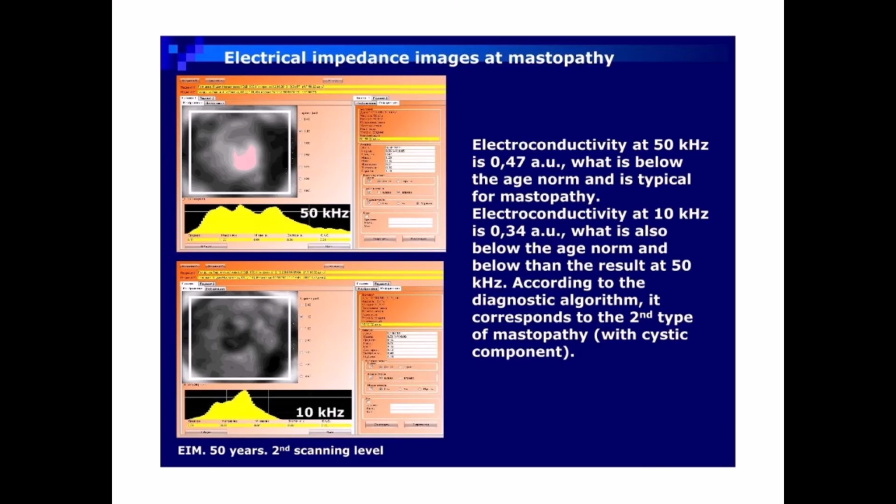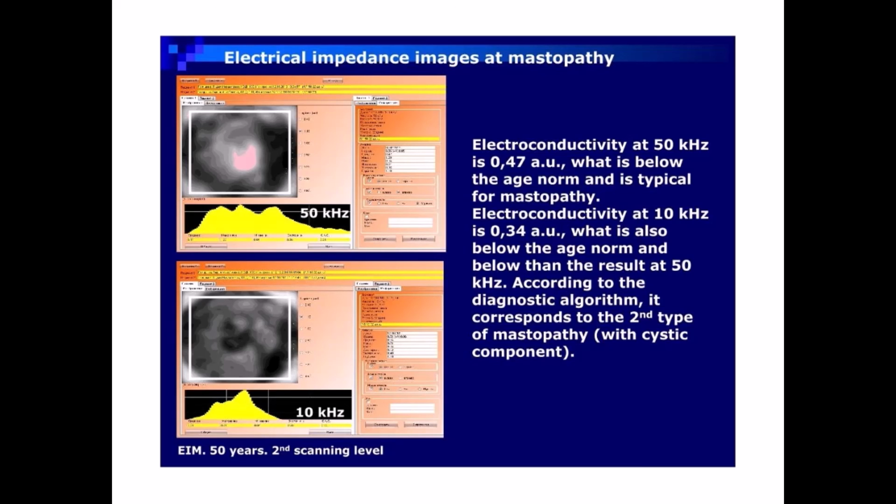Electrical impedance images at mastopathy. Electroconductivity at 50 kHz is 0.47 AU, which is below the age norm and is typical for mastopathy. Electroconductivity at 10 kHz is 0.34 AU, which is also below the age norm and below the result at 50 kHz. According to the diagnostic algorithm, it corresponds to the second type of mastopathy, with cystic component. Image showing EIM. 50 years.